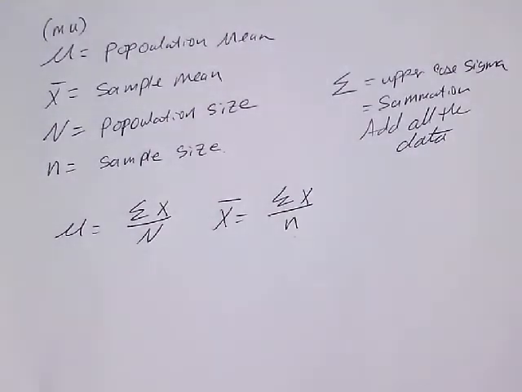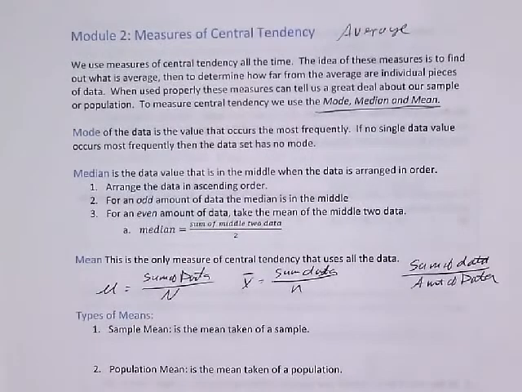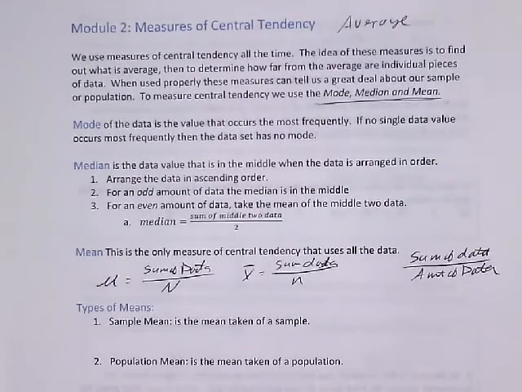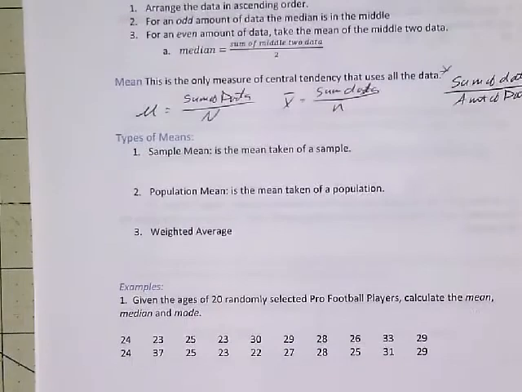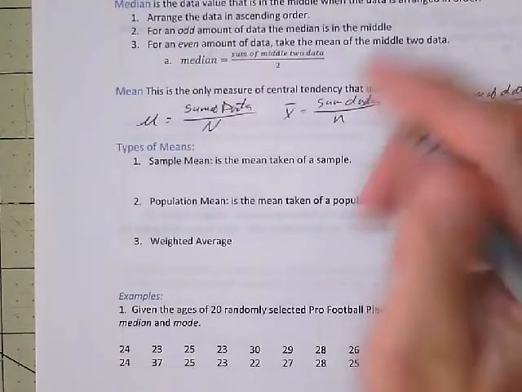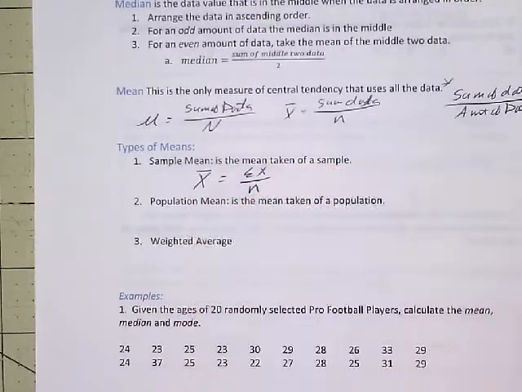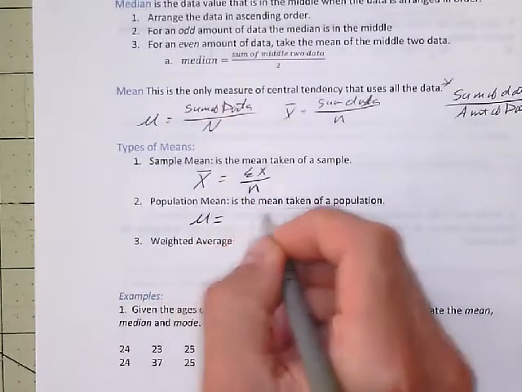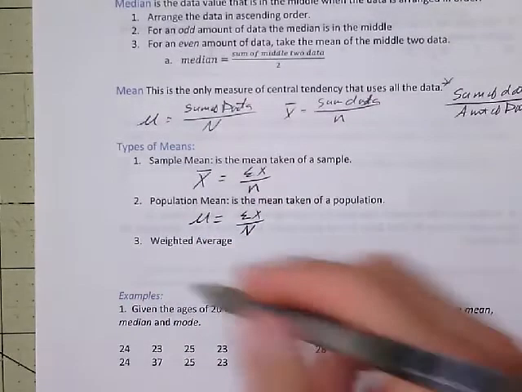Okay. So the nice thing about the mean is it's the most representative. It's the only measure of central tendency that takes all the data into consideration, thus making it the most accurate. And for most of our work, we'll be using mean. We don't really use median and mode very often in this course. So the sample mean, I already said, is x bar. It's sigma x divided by lowercase n. Population mean is mu, which is sigma x divided by uppercase N.